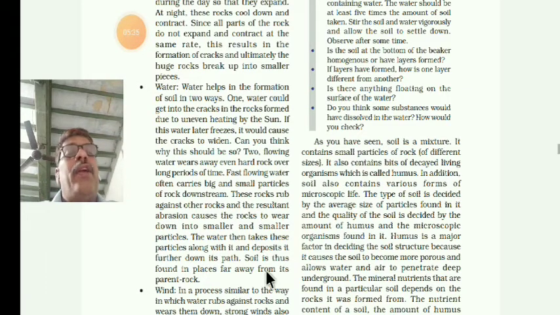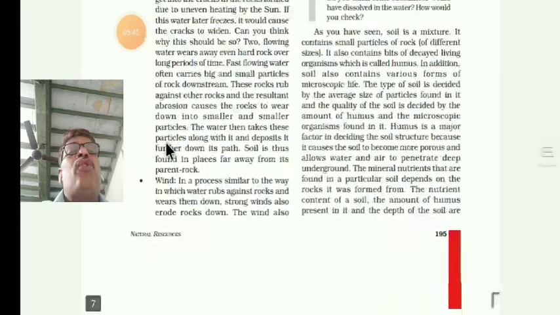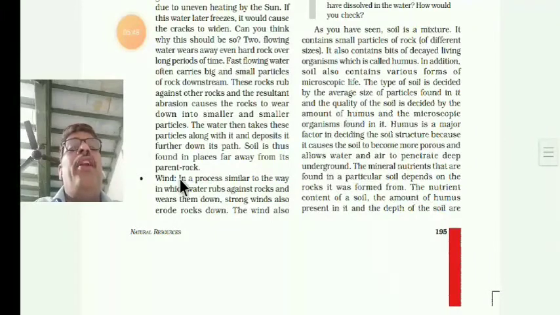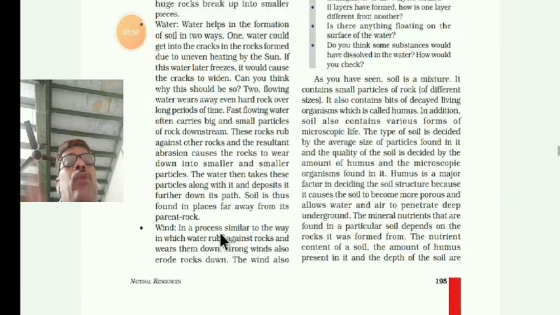So that is why soil is found in places far away from its parent rocks. So in this way, water is also helping in soil formation. The third one is wind. Wind works in a way similar to how water rubs against the rocks and wears them down. Strong winds also erode the rocks, breaking them down.